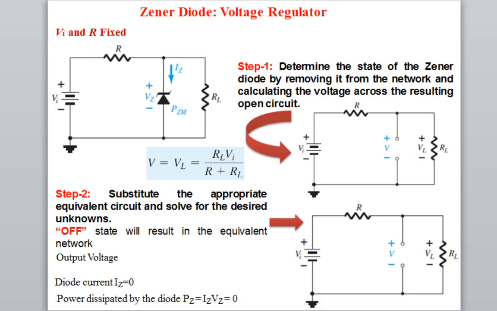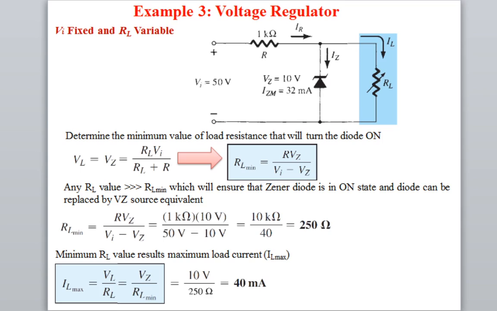Now if you have a circuit where your input voltage is constant, but your load resistance is not known, it means this symbol shows that your load resistance may be changing. The load resistance is variable. Then how can one determine the value of output voltage, Zener current, load current, and voltage across the series resistance?